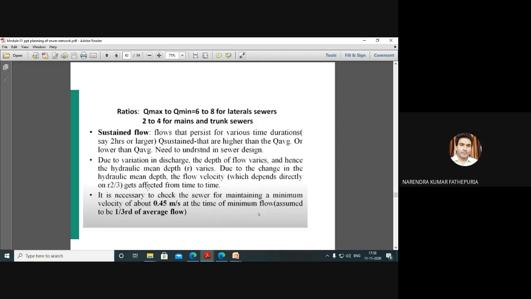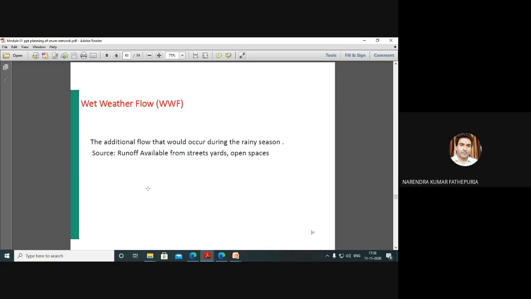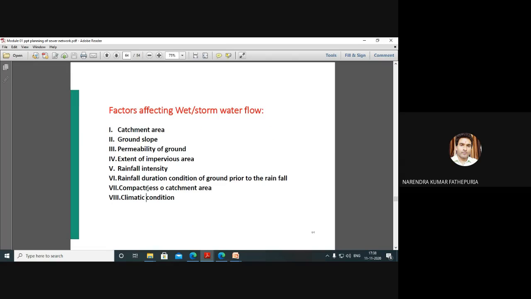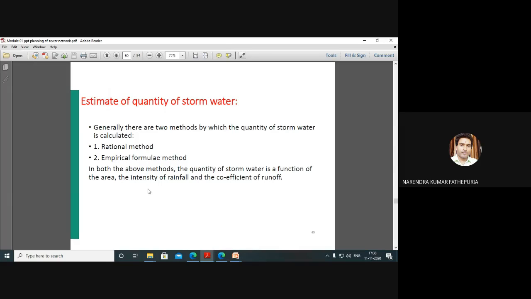Sustained flow should be in the range of 0.45 meter per second, and its flow should be assumed as 1/3 of the average flow. Now wet weather flow. The factors affecting wet weather flows are catchment area, ground flow, permeability of the ground, extent of impervious area, and rainfall intensity. These are the things. For estimation of quantity of storm water, there are 2 methods: one is the rational method, another one is the empirical formula method.